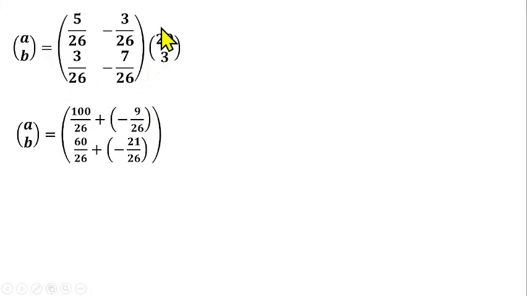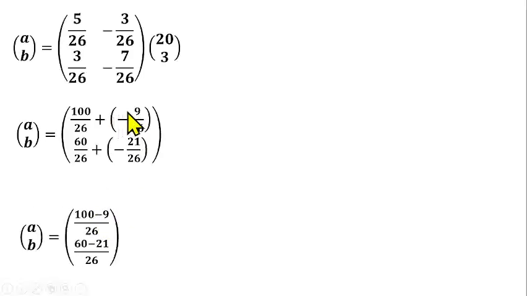Then also this row will multiply this column as well. 3 over 26 times 20 will give us 60 over 26. Then plus minus 7 over 26 times 3, that gives us a minus 21 over 26. Then close the bracket. Then from there, minus times plus will give us a minus, so that will give us 100. Of course, you find the LCM, that will give us 100 minus 9 over 26. Here also, that will give us a plus, and that will give us a minus. So if you find the LCM, that will give us a 60 minus 21 over 26.